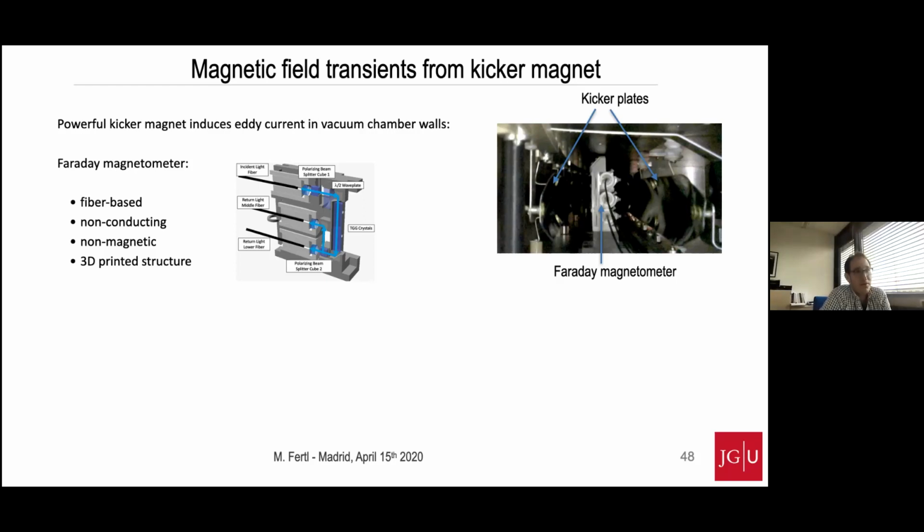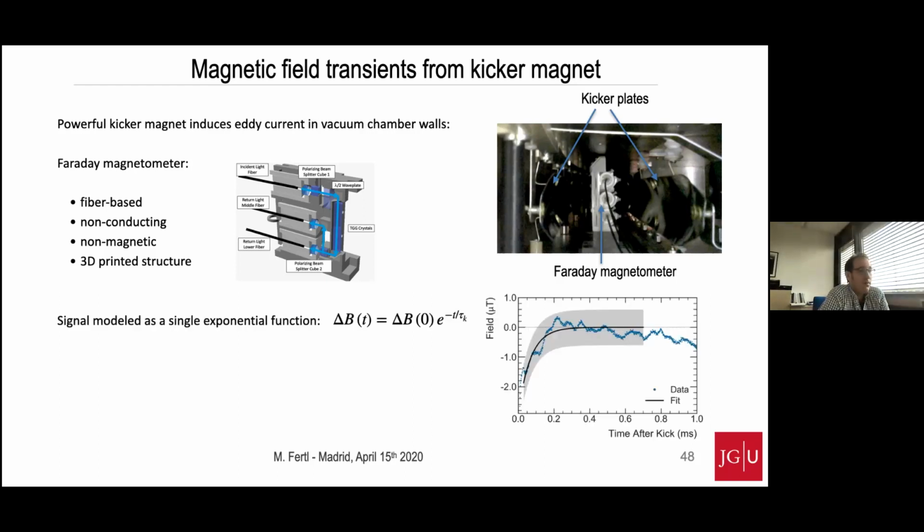It's non-conducting because you want to have it living in between the kicker plates. It has to be non-magnetic because it's in the 1.45 Tesla field, and so it's a 3D printed structure that actually contains TGG crystals, the wave plates, the polarizer, and beam splitters. We were able to measure the effect then and model it with a single exponential decay function after the kick. You can see this on the right-hand side and the bottom.